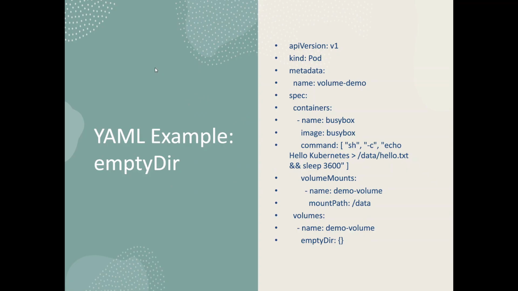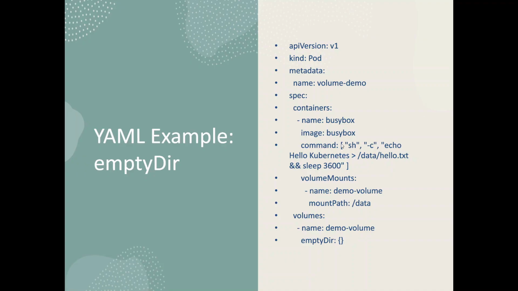So this is the plain YAML file, and I think it's pretty self-explanatory. We are creating a pod, and this is where we're defining our volume mounts. So all we are saying is create a pod named volume demo. The container runs busybox and writes hello Kubernetes to a file named hello.txt, which you can see in the command here.